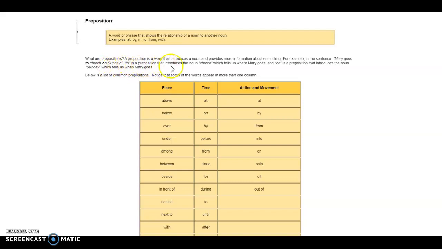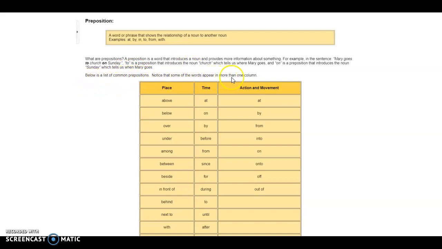The "to" is a preposition that introduces the noun "church," which tells us where Mary goes, and "on" is a preposition that introduces the noun "Sunday," which tells us when Mary goes. So you have small words, in this case "to" and "on," which are introducing nouns into sentences and answering questions such as where and when. So below is a list of common prepositions.